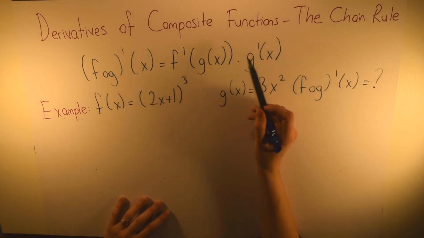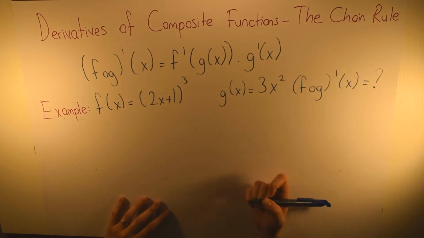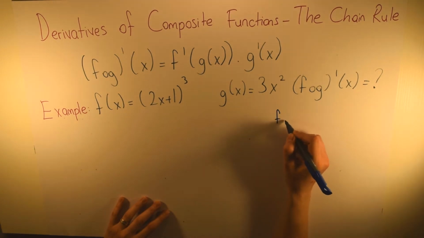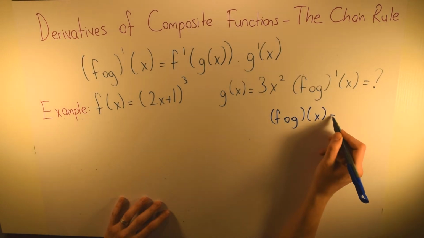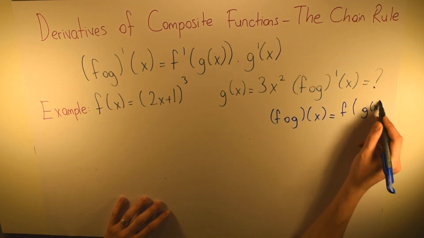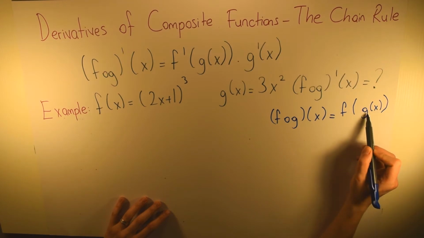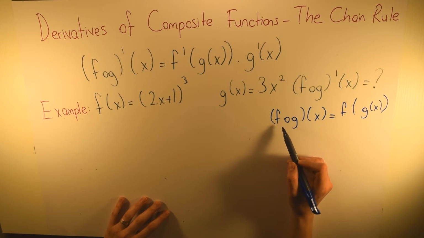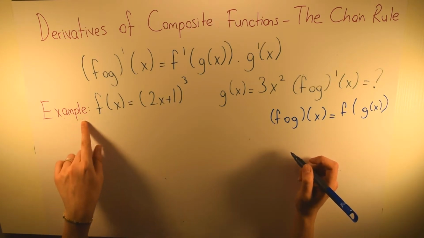Derivatives of composite functions, the chain rule. So here, what was the composite function? A composite function is written like this: f of g of x. What does this mean? You basically put g of x instead of x in this f function. Maybe it sounds complicated, but you will understand better when we solve this example.